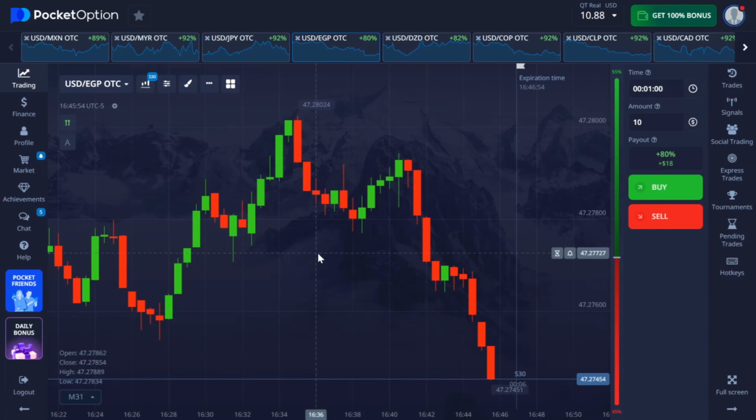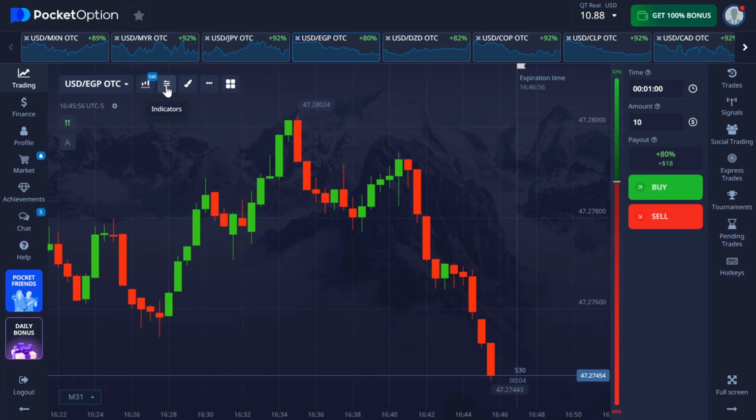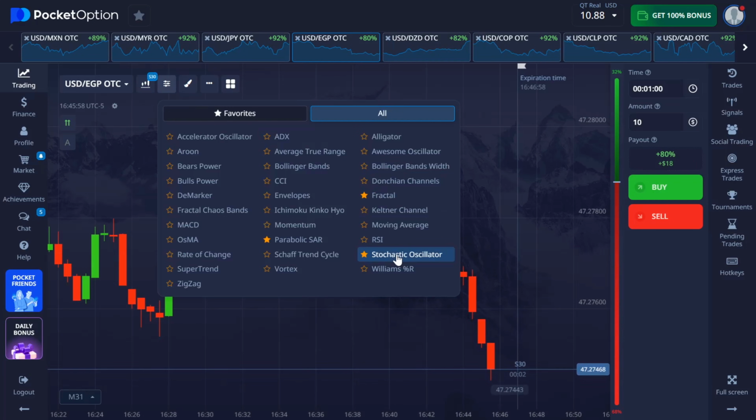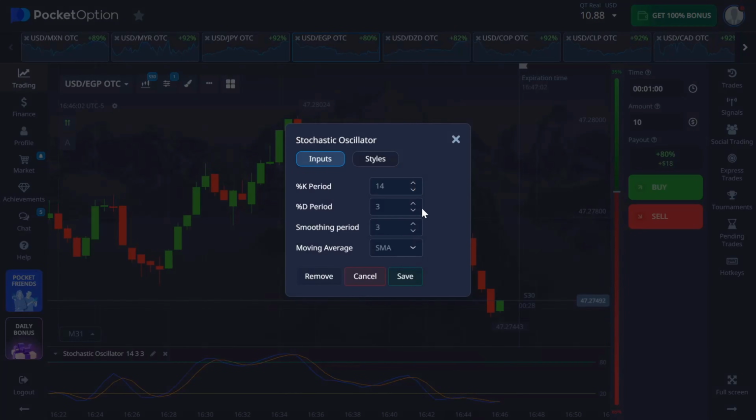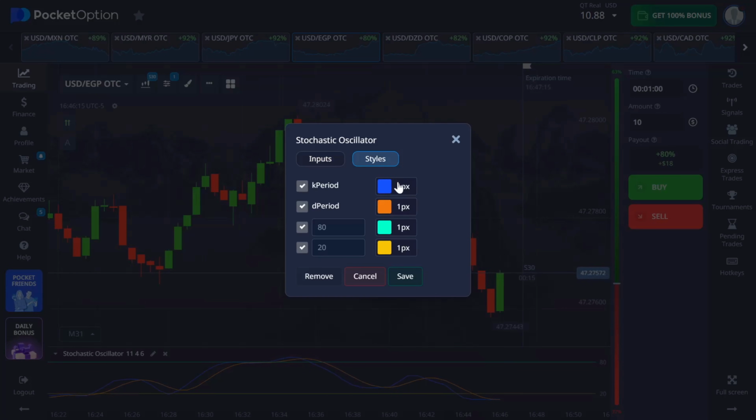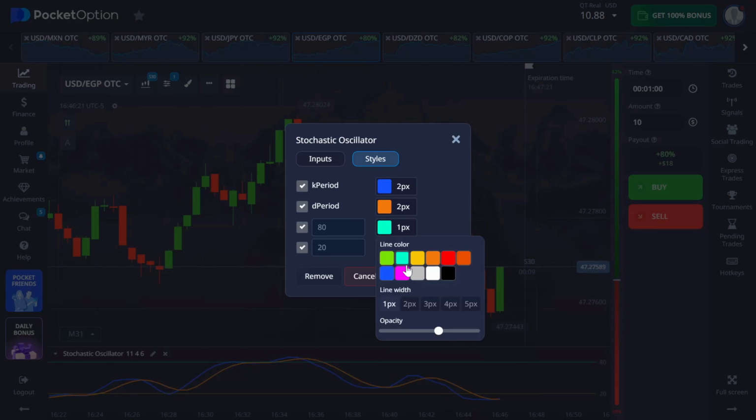These are the settings for the indicator. Stochastic. I'm gonna put this one at 4, 6. This one. I'm gonna leave the color as it is. Okay, it's up to you if you want to change your colors.